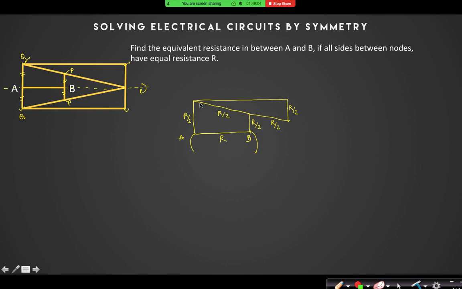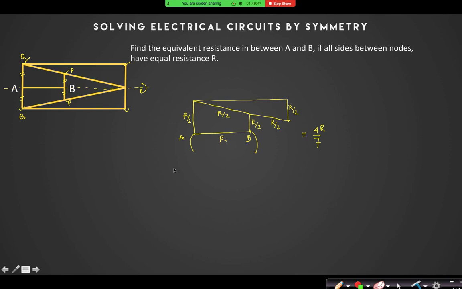Now we can calculate. R by 2 and R by 2 are in series, so they should be R, and R and R by 2 are in parallel. That means it will be R into R by 2 over 3R by 2. It will be R by 3, I think. Right? So it will be R by 3 plus R by 2 plus R by 2. They are in series. So R plus R by 3 is 4R by 3. 4R by 3 and R are again in parallel. So that will be 4R by 7. I think that should be the answer of this question. Try to solve it on your own now. Check whether the answer is 4R by 7.